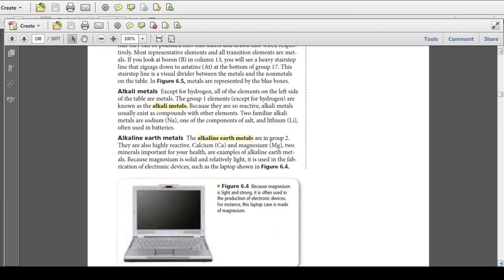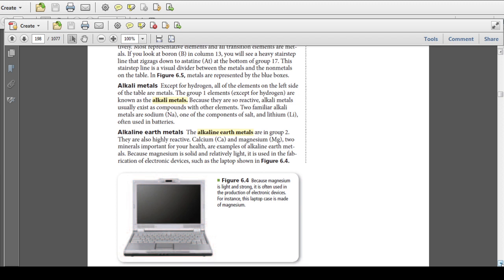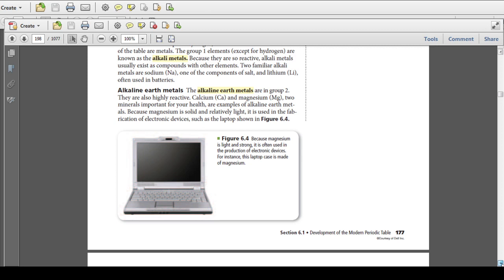The alkaline earth metals are in group 2. They are also highly reactive. Calcium and magnesium, two minerals important for your health, are examples of alkaline earth metals. Because magnesium is solid and relatively light, it is used in the fabrication of electronic devices such as laptops.